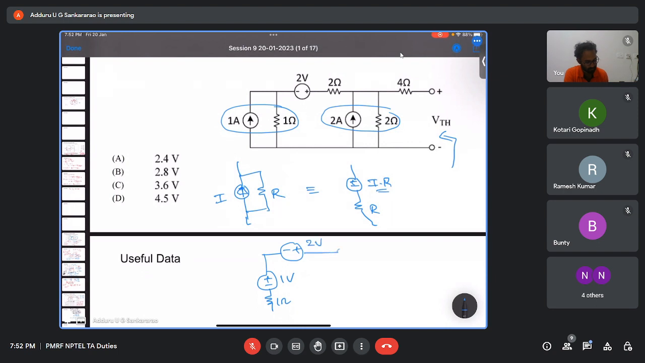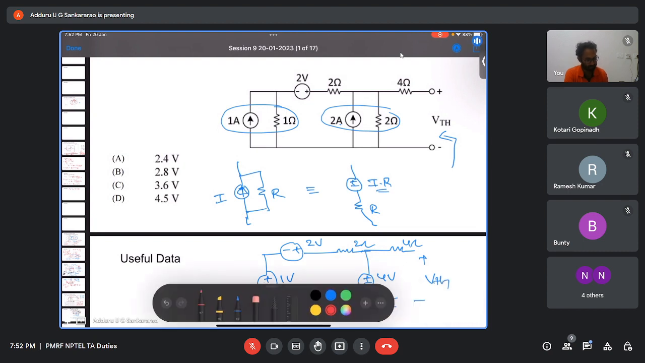and this is 2 volt, 2 ohm, and here again I can draw the equivalent circuit: 4 volts, right? 2 into 2 is 4, with 2 ohm as the series resistance, and this 4 ohm is nothing but at VTH.